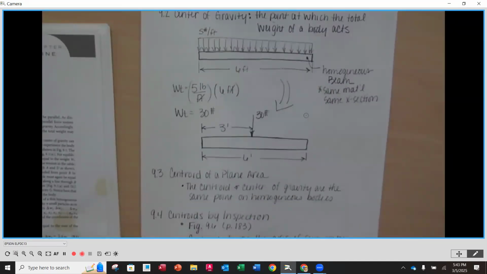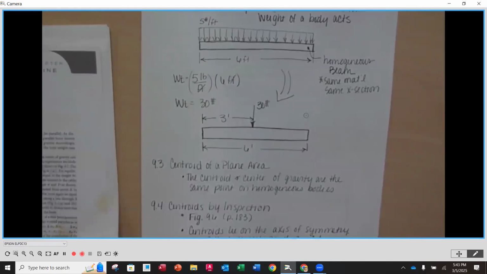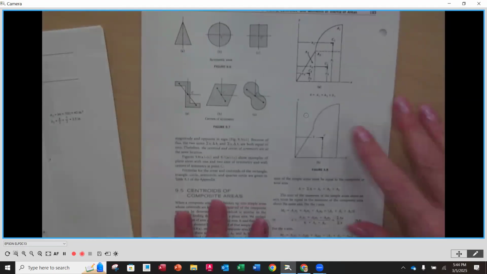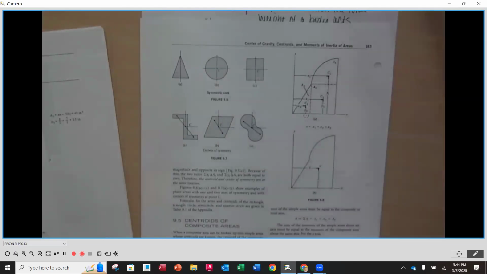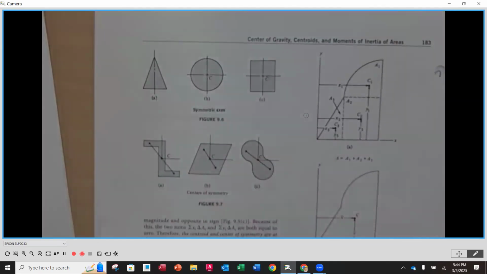Now, centroids of a plane area. The centroid of a plane area is where the centroid and the center of gravity are at the same point for homogeneous bodies. So if we look at, for instance, page 183 of that chapter 9 handout, you're going to notice that we have a couple of geometric shapes here.